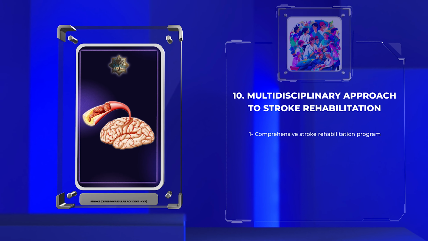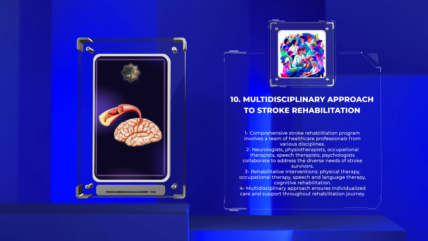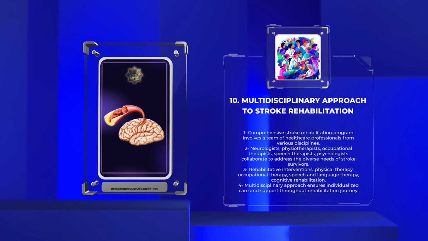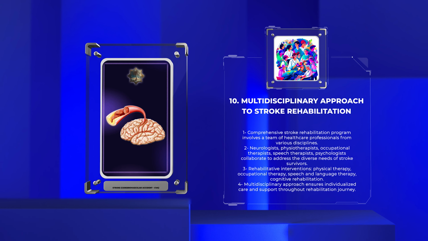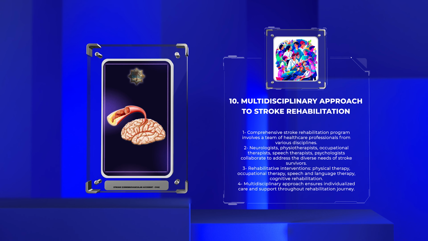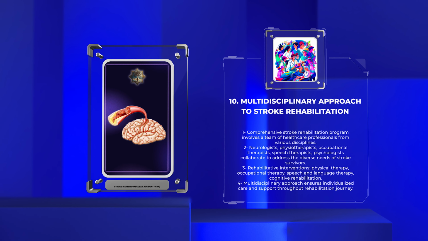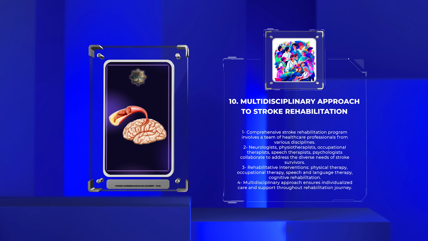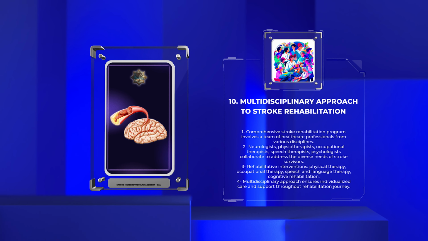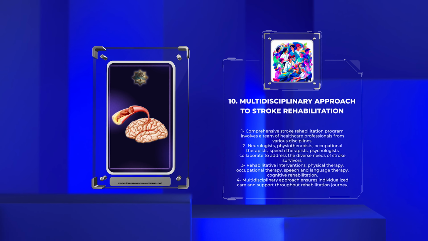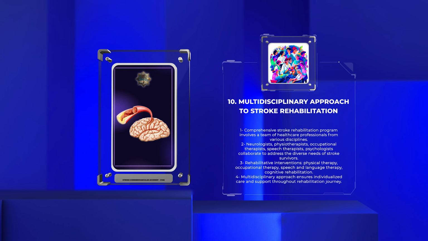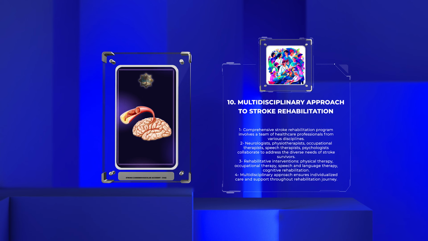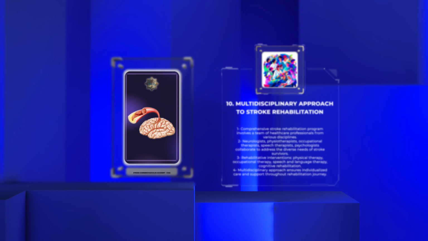A comprehensive stroke rehabilitation program involves a team of healthcare professionals from various disciplines, including neurologists, physiotherapists, occupational therapists, speech therapists, and psychologists. These specialists work collaboratively to address the diverse needs of stroke survivors and optimize their recovery. Rehabilitative interventions, such as physical therapy, occupational therapy, speech and language therapy, and cognitive rehabilitation, play a crucial role in improving functional abilities and enhancing the overall quality of life for individuals who have experienced a stroke. This multidisciplinary approach ensures that stroke survivors receive individualized care and support throughout their rehabilitation journey.